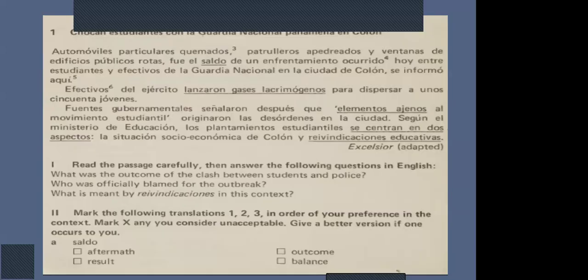Police personnel hurled tear gases to disperse about 50 youngsters, and then governmental officers later reported that external elements to the student organization caused the city riots. According to the Ministry of Education, students based their statements or their claims could be on the socioeconomic situation in Colón and educational vindications.